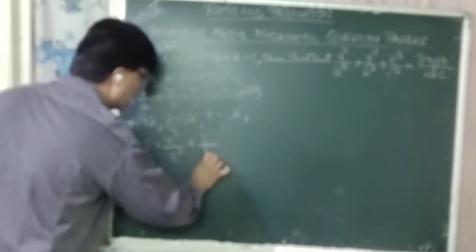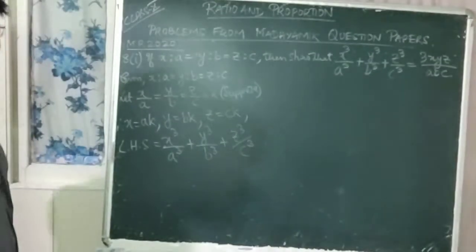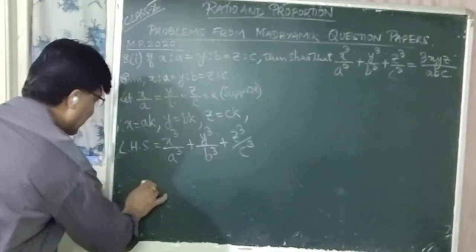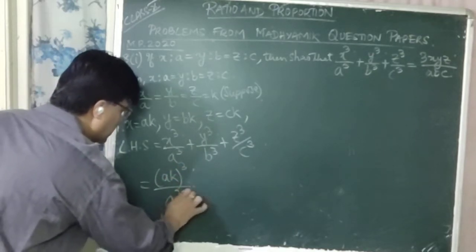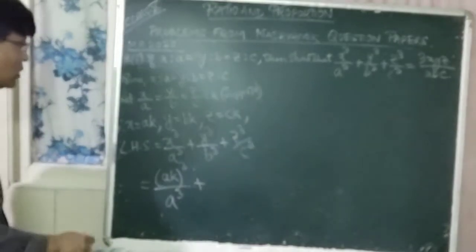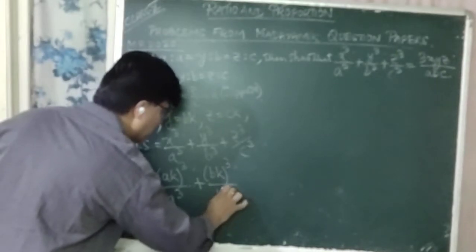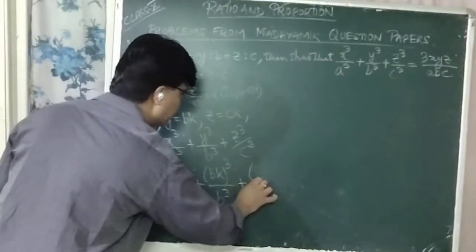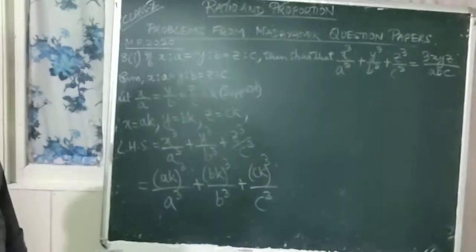Now let us write down here the LHS. LHS is equal to x cube upon a cube plus y cube upon b cube plus z cube upon c cube. Okay. Now let us put the value for x. What is the value for x here? (ak) whole cube divided by a cube plus, what is y cube? It is (bk) whole cube divided by b cube plus, what is z cube? It is (ck) whole cube divided by c cube.